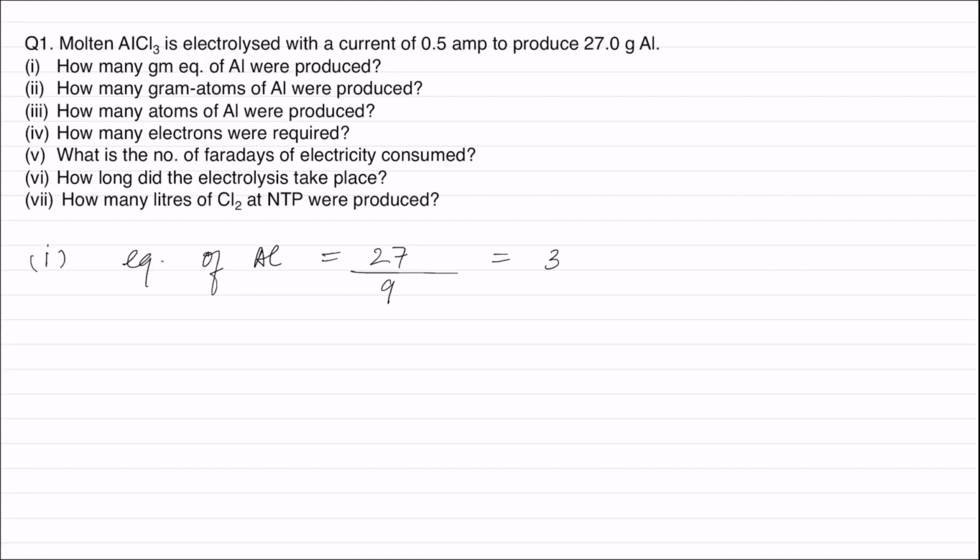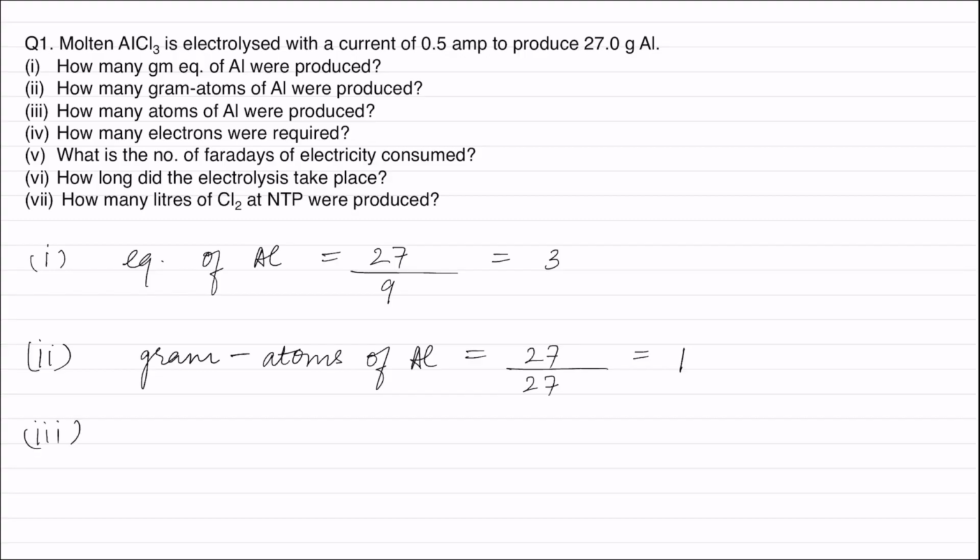Second part, how many gram atoms of aluminium were produced? Answer to the second part is gram atoms of aluminium is equal to weight of aluminium, that is 27, divided by atomic weight of aluminium, which is also 27, and this is equal to 1. Therefore, gram atoms of aluminium is 1.